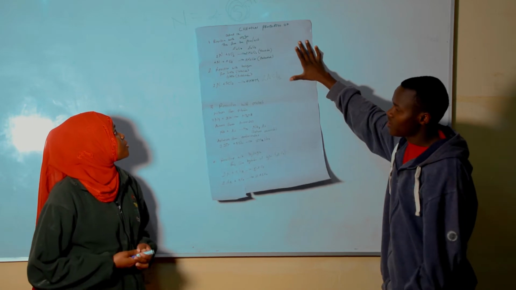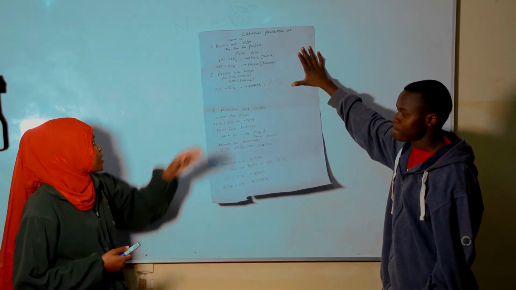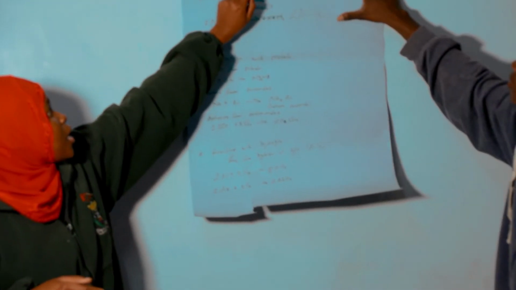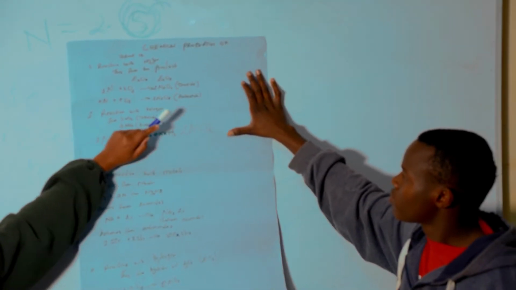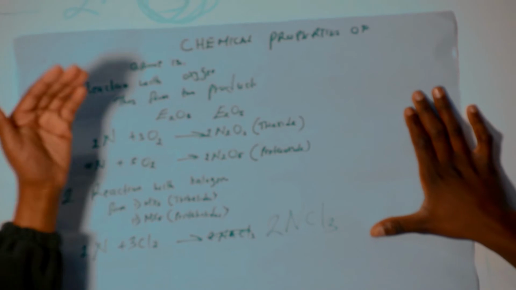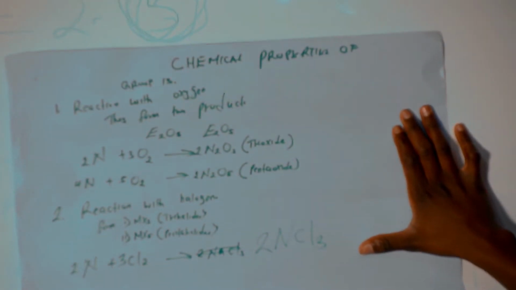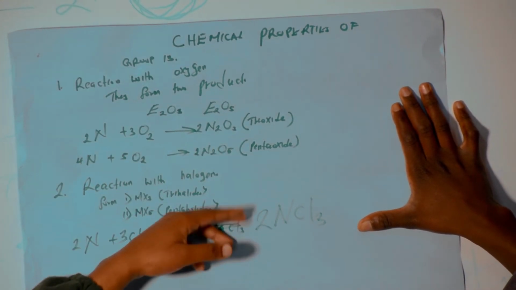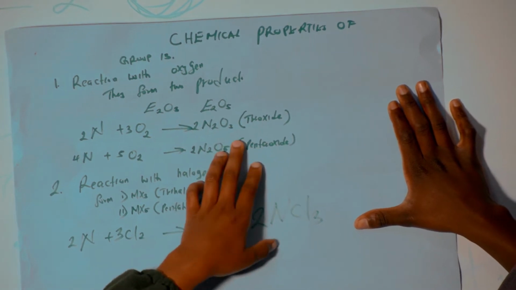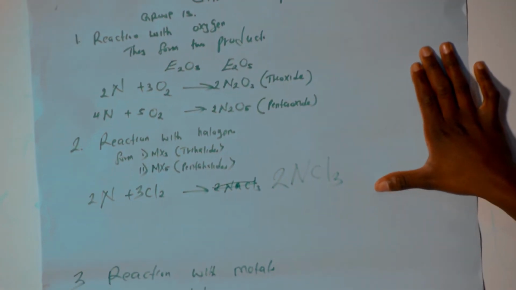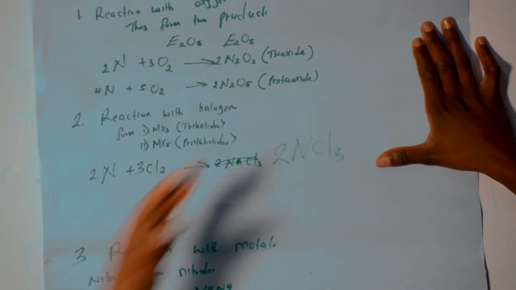In chemical properties of group 15 elements, we have the reaction with oxygen. When group 15 elements react with oxygen, they form two products: a trioxide and a pentaoxide. The general formula of the trioxide is E2O3, where E represents the group 15 element. An example is nitrogen reacting with oxygen to form nitrogen trioxide. Nitrogen also reacts with oxygen to give nitrogen pentaoxide.